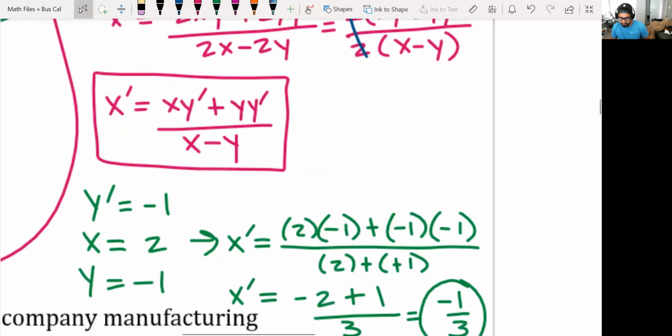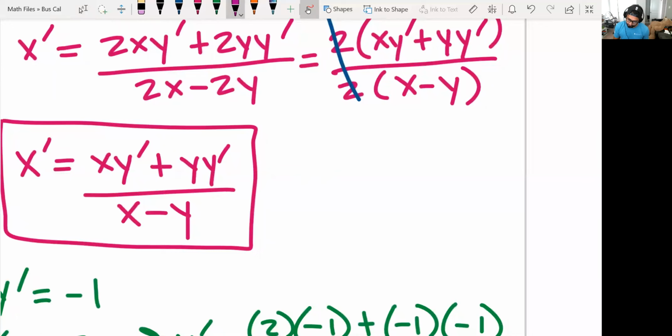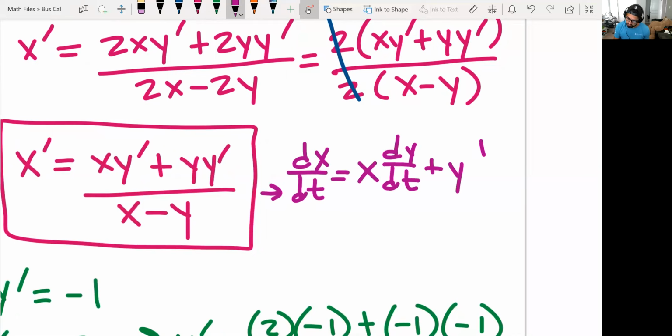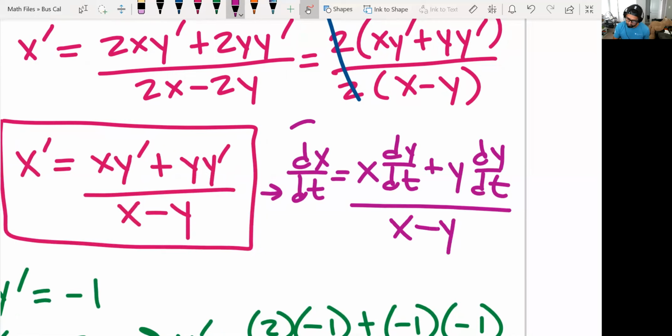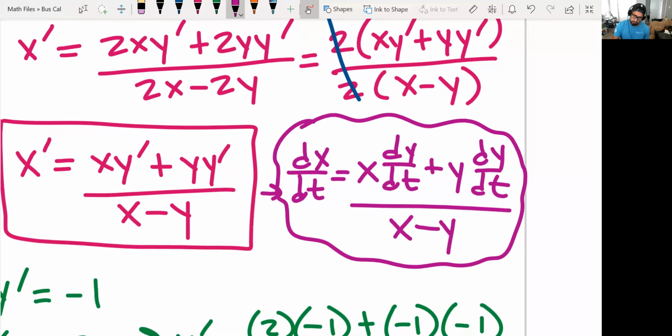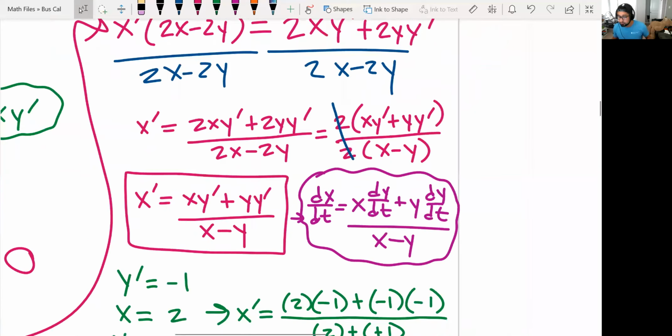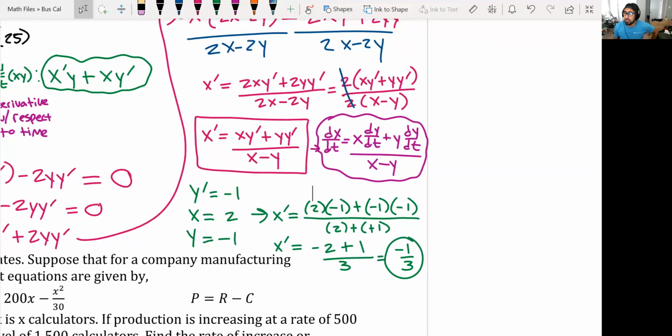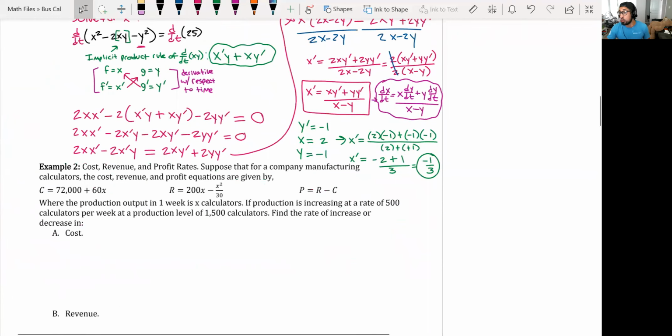And then let's say my math lab wanted an answer for this one. You'd have dx over dt equal to x dy over dt plus y dy over dt over x minus y. Glorious looking, right? Okay. That's if it wants you to put that in. I think it just wants a numerical value, though. So no matter what, we get negative 1/3. Okay. Now on to the word problems.